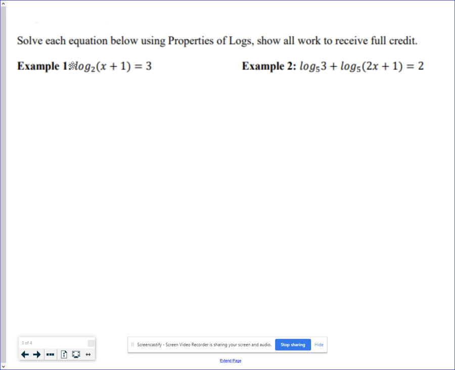Welcome back to day 3 of properties of logarithms. Just like yesterday, we're going to be using those properties that we went over yesterday to solve some more logarithm equations.